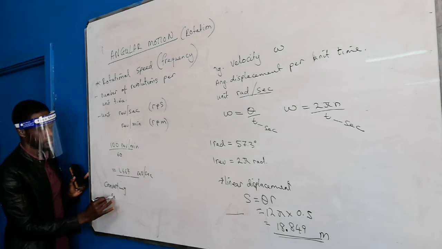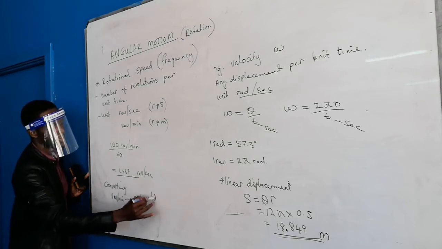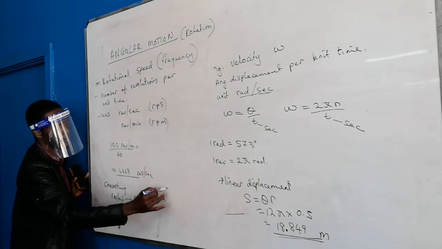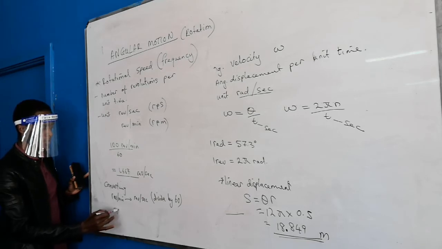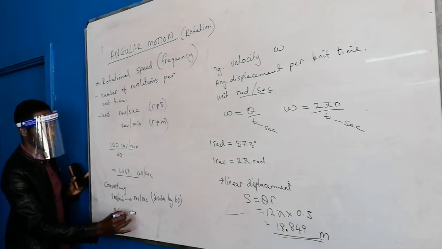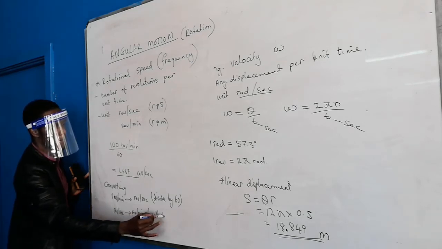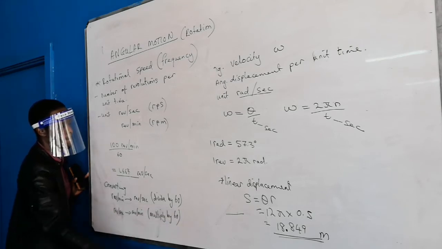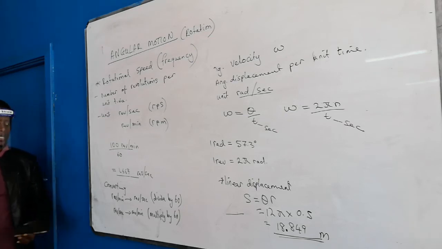Okay, revs per minute to revs per second, divide. Converting revs per second to revs per minute, doing the reverse, you multiply. The 60 is because 1 minute is equal to 60 seconds.